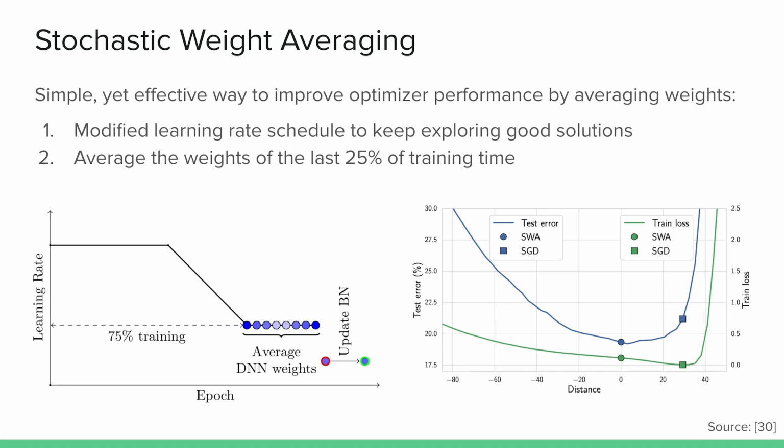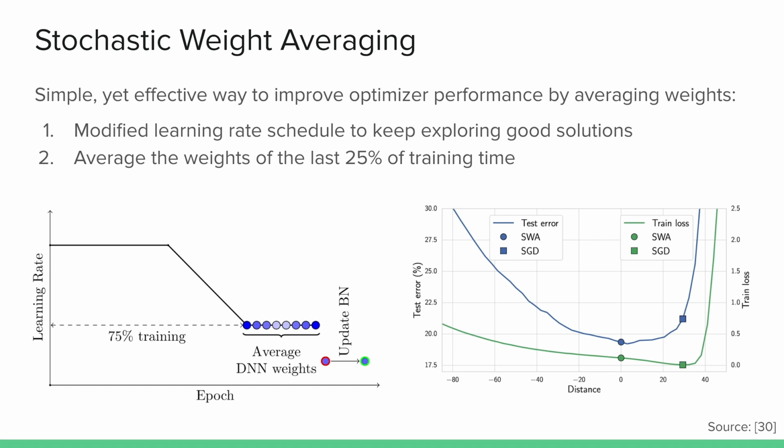But if you visualize the gradient surface, what we end up with typically is kind of a large flat area. And the solutions that our optimizers find are, because of the volume of this thing, typically at the edge of this flat surface. So how about we explore this flat surface a little bit and try to find the center of it? So what stochastic weight averaging does is, it basically says, let's modify the learning rate and keep exploring good solutions.